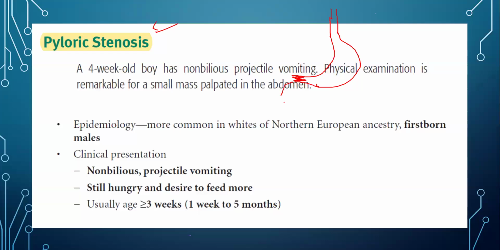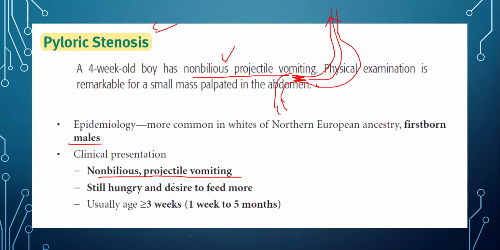So food cannot go from the stomach into the duodenum. So whatever the child is taking, it's going out by vomiting. So children in this condition will get non-bilious projectile vomiting. That's the main complaint. It's common in firstborn males. Main presentation is non-bilious projectile vomiting. And because the child usually vomits after feeding, they are hungry. So even after feeding, they feel like they're very hungry and cry immediately after feeding.